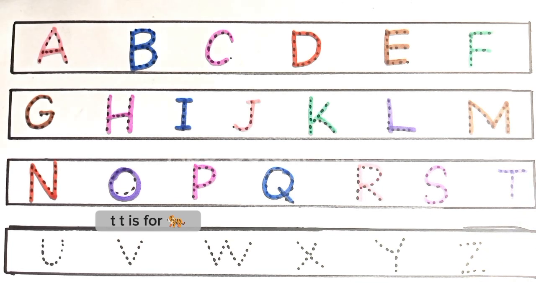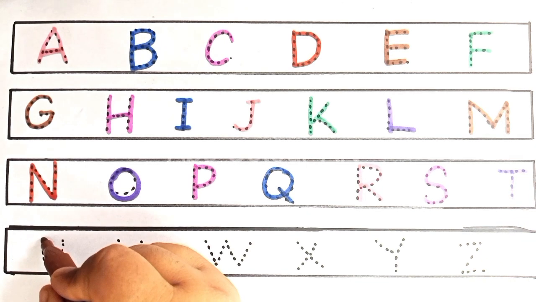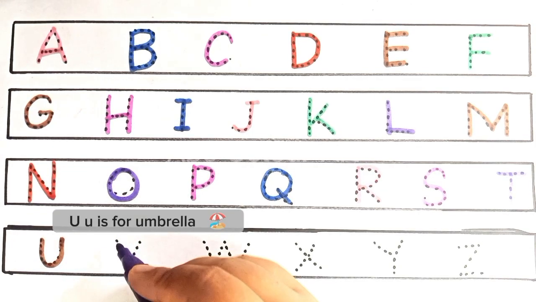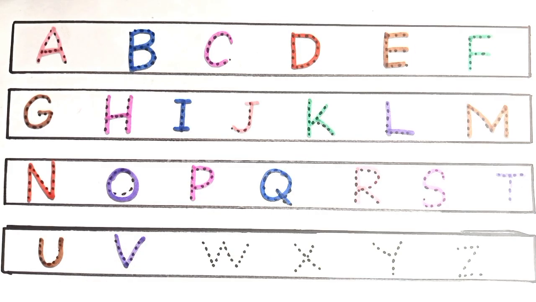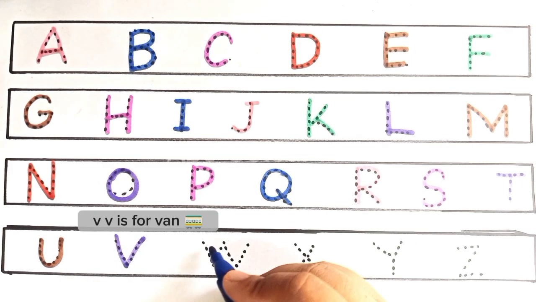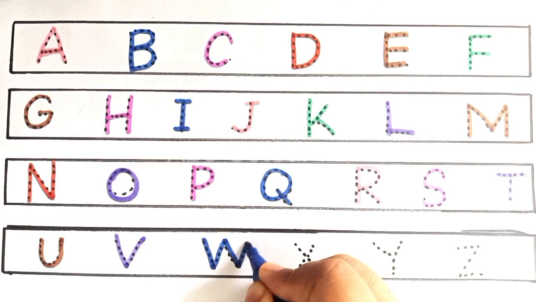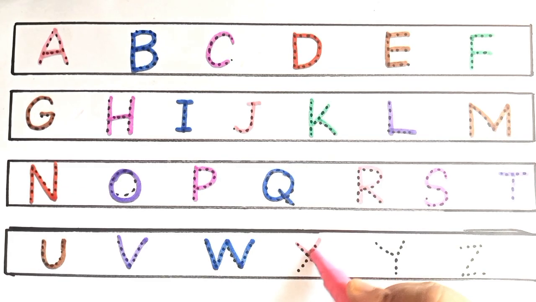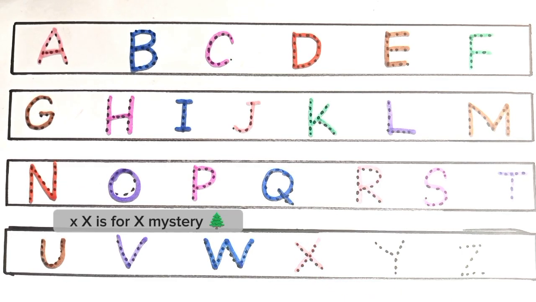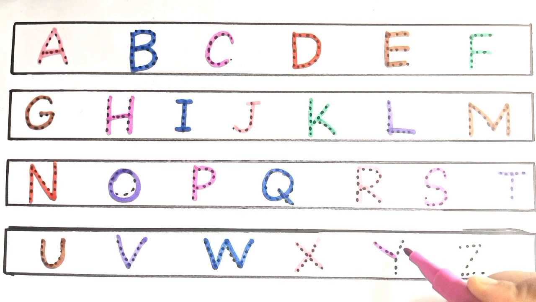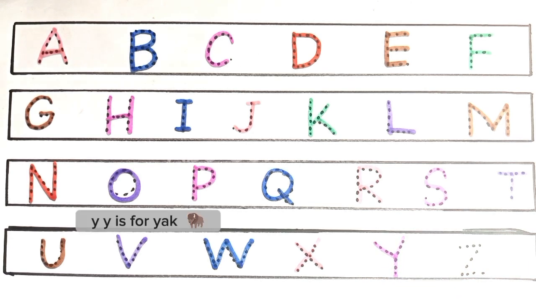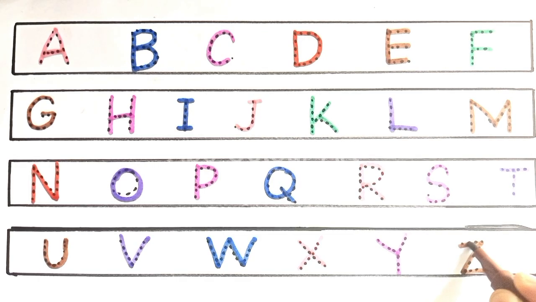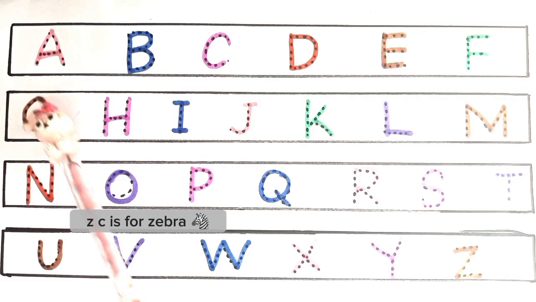T is for tiger. U is for umbrella. V is for van. W is for watermelon. X is for Xmas tree. Y is for yacht. Z is for zebra.